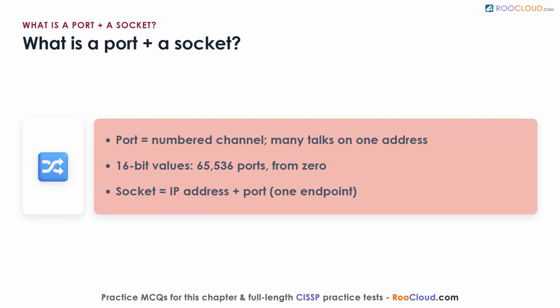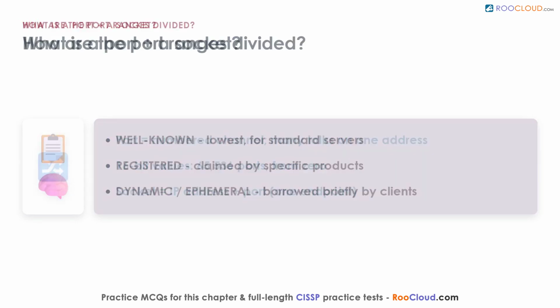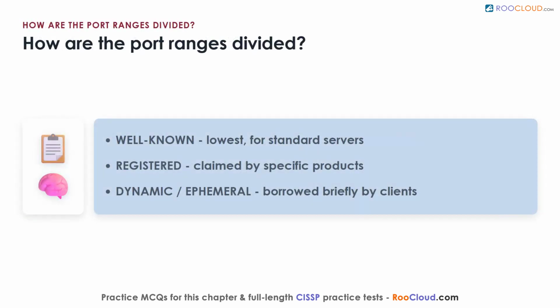Think of the IP address as a building and the port as a specific apartment inside it. How are the port ranges divided? Into 3 bands, each with a purpose. The first block, the lowest numbers, are the well-known or service ports, reserved for servers offering standard services. The middle block holds the registered ports, claimed by particular software products through the assigning authority.